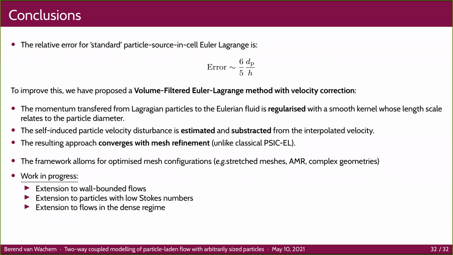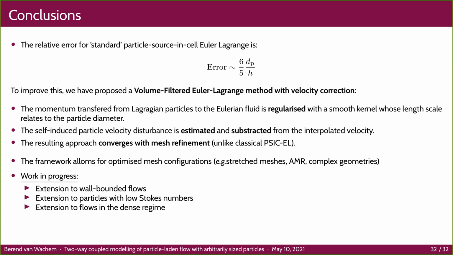The first one: if you do standard two-way coupled Euler-Lagrange particle simulations, the error that you're making is on the order of 6/5 times dp over h, where dp is the particle diameter and h is the mesh spacing. And to improve this, we have been working and will continue to work on what we call a volume-filtered Euler-Lagrange method. Basically, we spread out the drag force over multiple cells. With that, we estimate the velocity disturbance of a particle. We can subtract that from the recovered velocity.